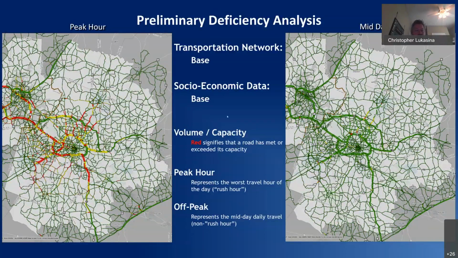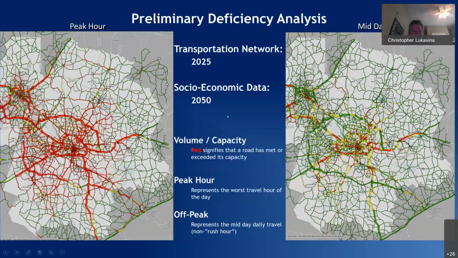So to compare that into our future year, you can see during peak hour a lot of red on the map. Now you can understand, if you hadn't understood before, why they're called the tomato maps, because it looks like somebody threw a tomato against the map that was put up on the wall. Lots and lots of red.